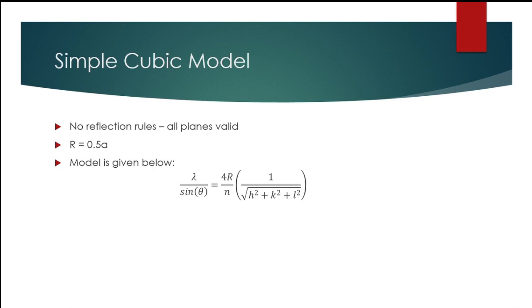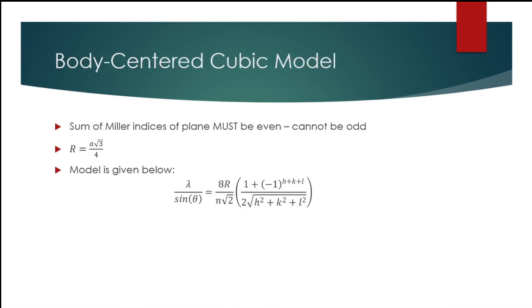The simple cubic model is as follows. It operates under the assumptions that there are no reflection rules, that is to say that all planes are valid, and that the radius is half of the unit cell edge length. The model here is simply the previous equation, but with the unit cell edge length expressed in terms of the radius and adequately substituted. For the body-centered cubic model, we are operating under restrictions that the sum of the Miller indices of the plane must be even, that is to say that they cannot be odd, and that the radius is the unit cell edge length times the square root of 3 divided by 4.